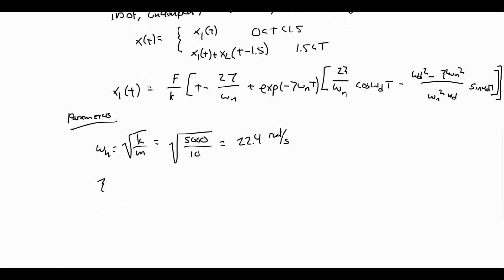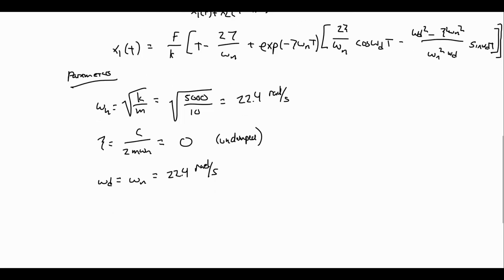Our zeta is c over 2m omega n. At least for this first part, zeta is 0. This is undamped, which means our omega d is going to be, in the part A at least, the same as our natural frequency, 22.4 radians per second. And this lets us go on to our assemble step.